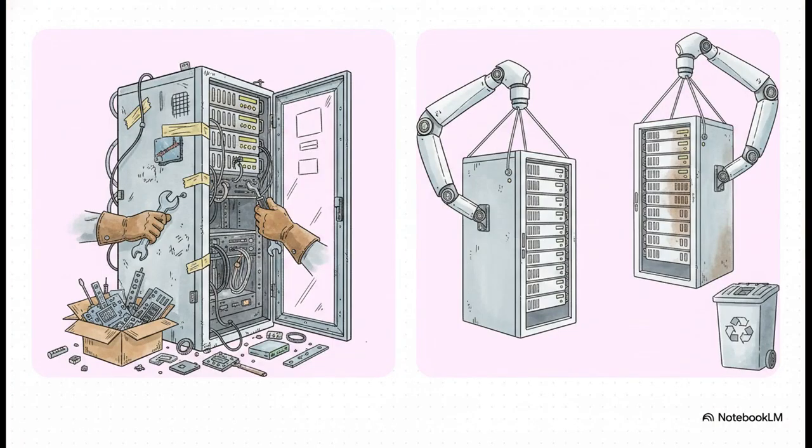Think about it this way. On one hand, you've got mutable infrastructure. That's like you log into a server and you run an update script. You're changing it right there, in place. But on the other hand, you have immutable infrastructure. And here, instead of changing the server, you just throw it away and replace it with a brand new, updated one. Terraform is all about this second approach.